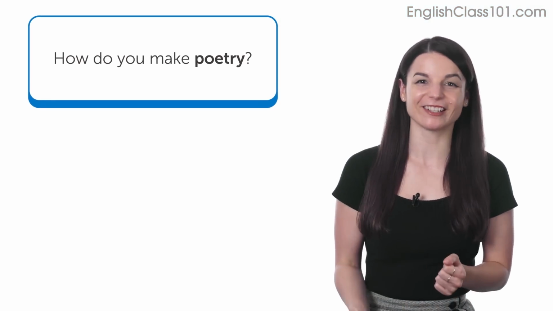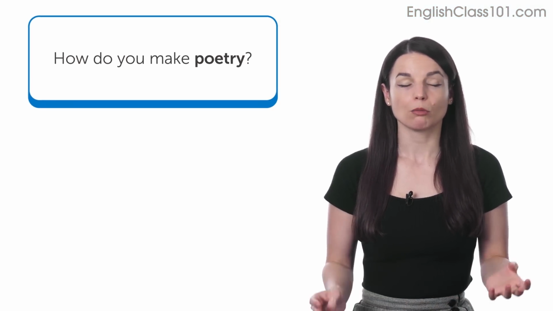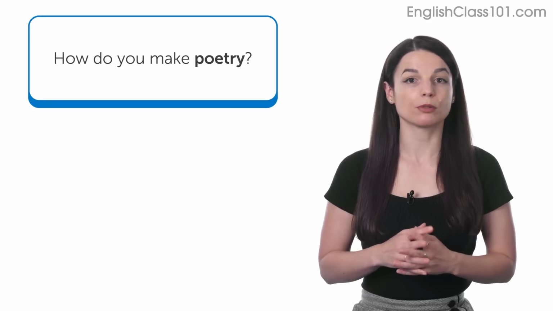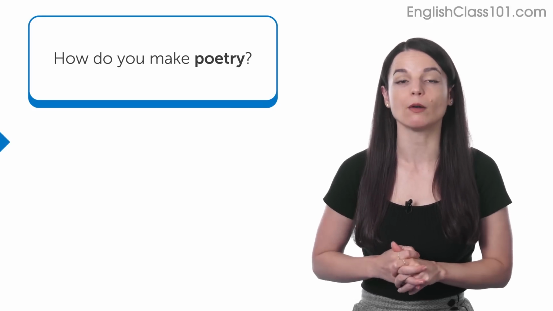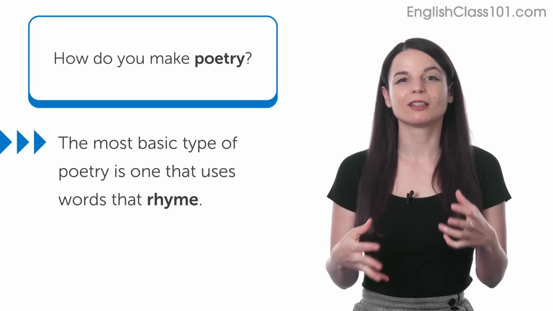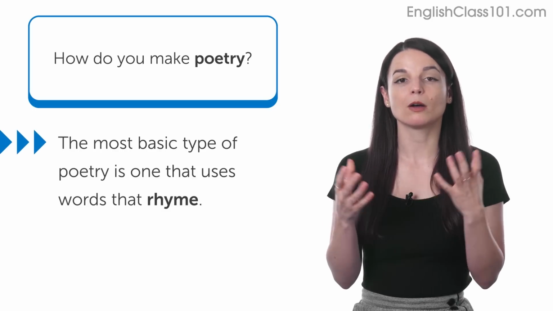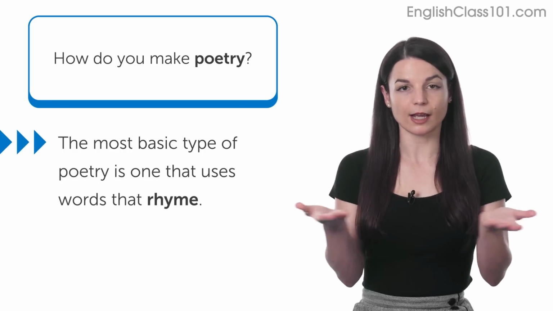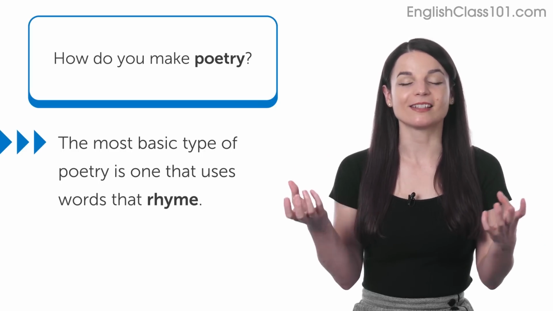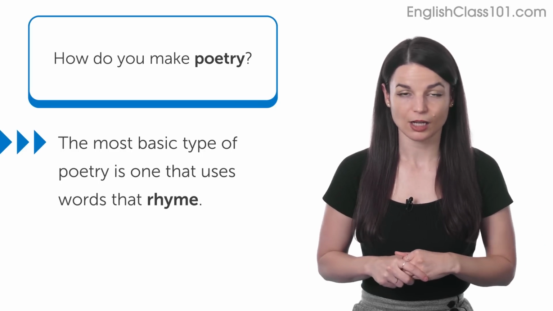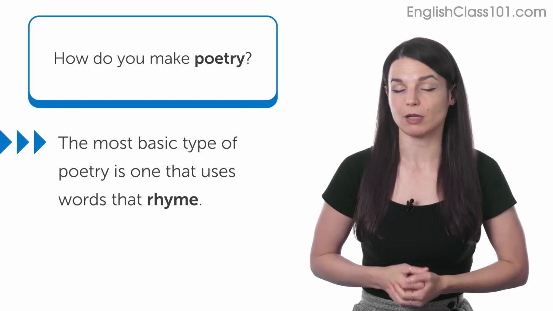Very nice question. Okay, poetry. So we have a couple of different types of poetry that we can talk about. The most basic form that we learn usually when we are very little kids in school is about creating lines of text, creating sentences that have the same sound at the end. So this is called a rhyme in English.